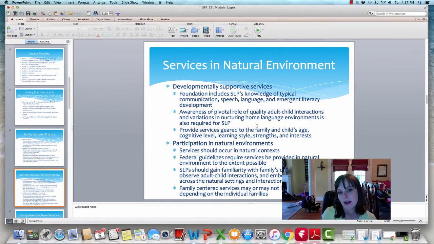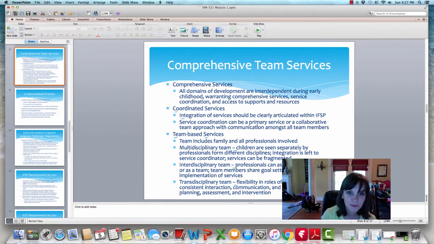Family-centered services may or may not involve the parents depending on individual families. So what if you have a child that's being raised by a grandmother? So the natural context, the natural setting involves that grandparent and not the parent. So it really varies child by child.